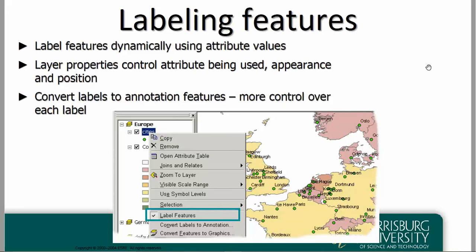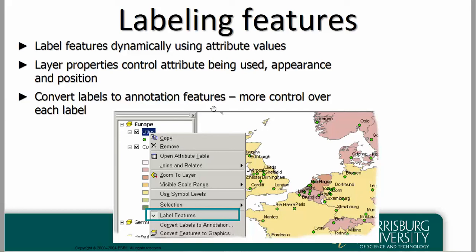Labeling features. How do we know what to put on the map? Well, that's where attributes come in as well. You can label features dynamically using their attribute value. So when you go and right-click on cities, for example, and check the box next to label features in the context menu, it automatically looks for something with an attribute called name, and that's what it used. But you could potentially change it to display, rather than the name of the city, the population of the city. So these are all different possible things you can work on.